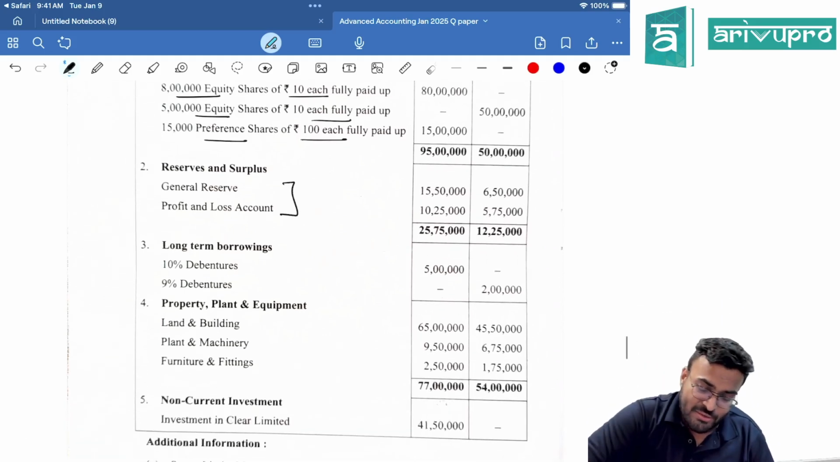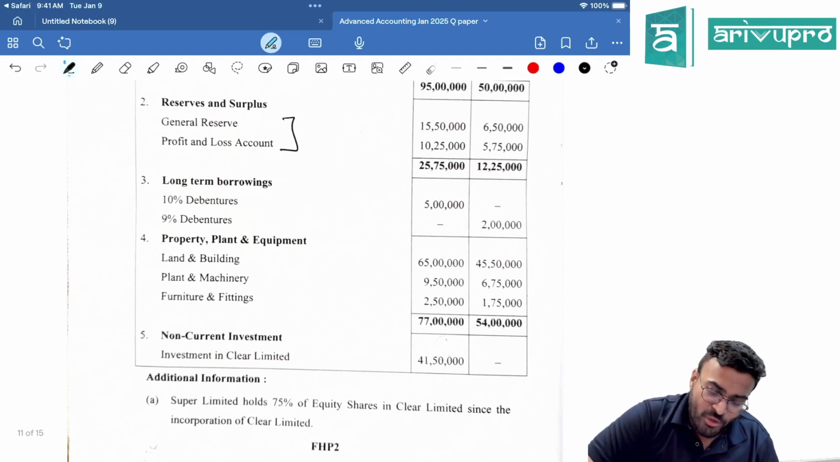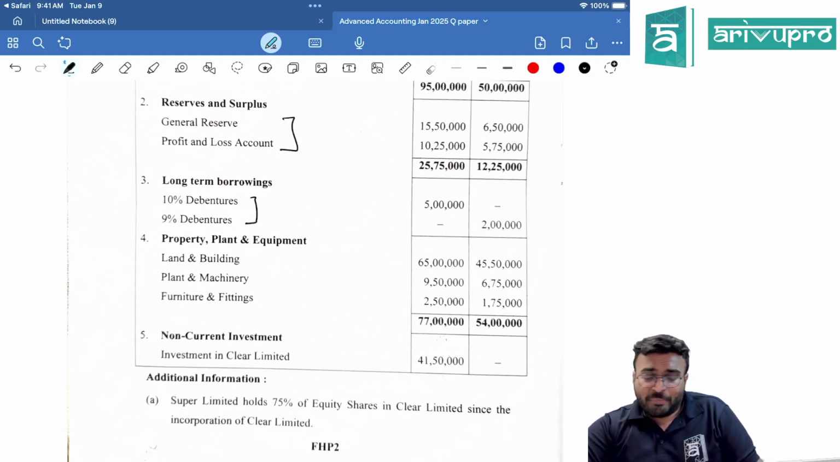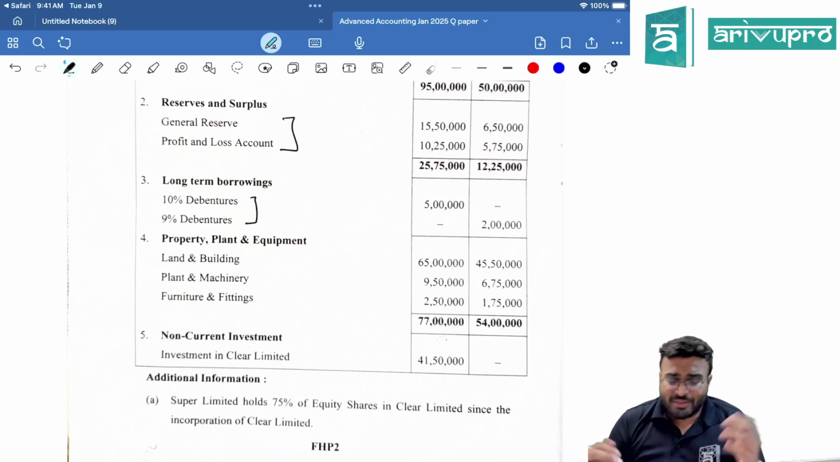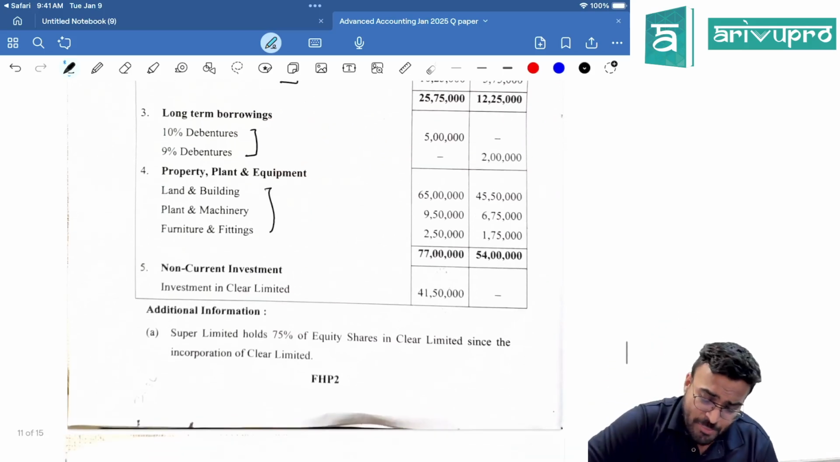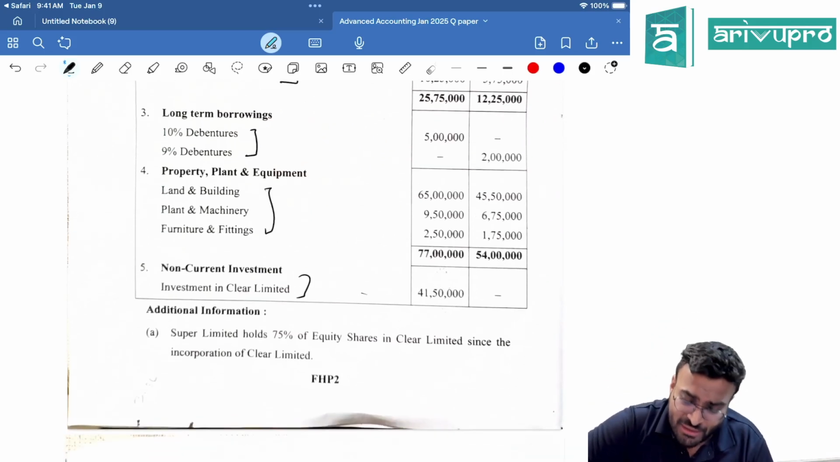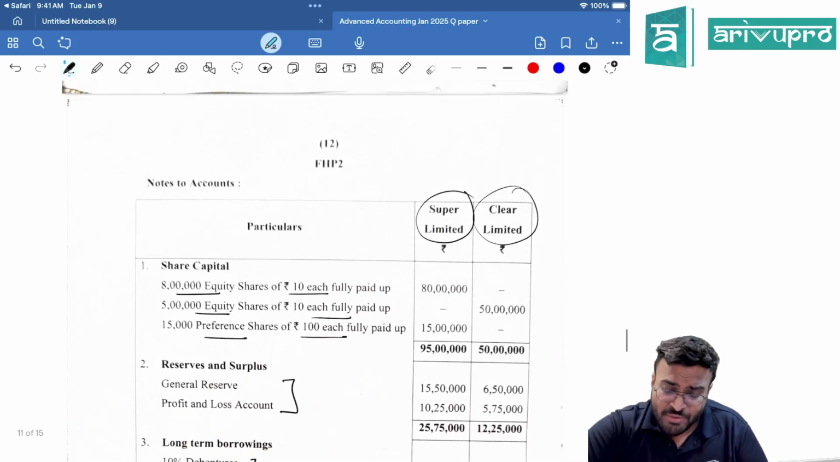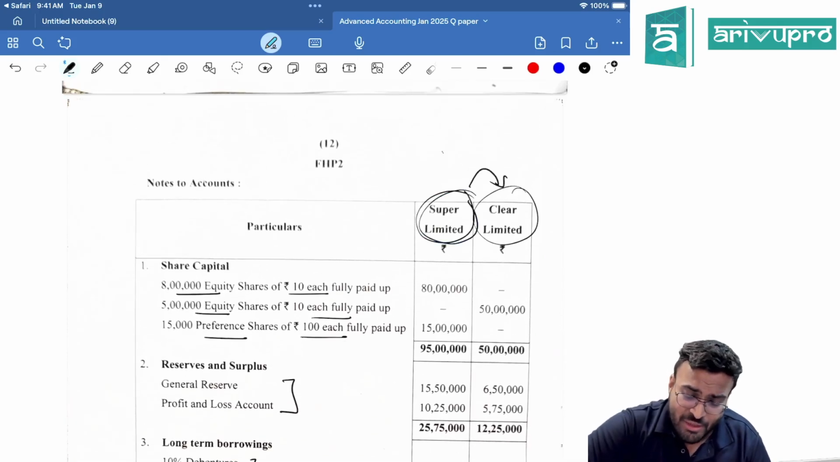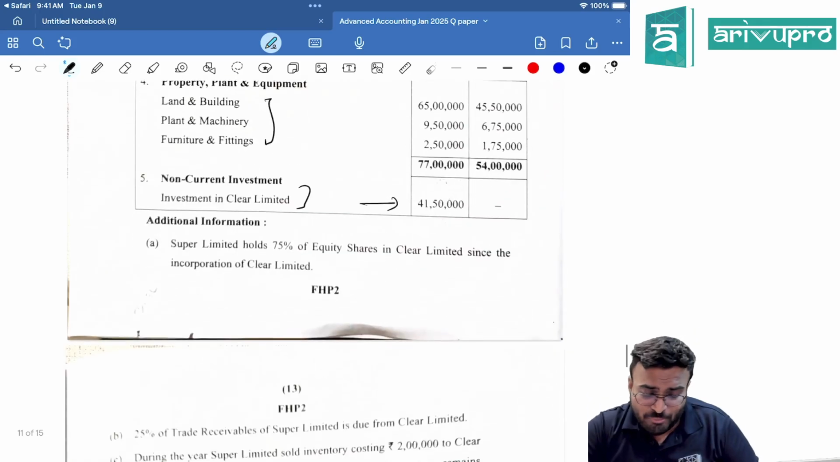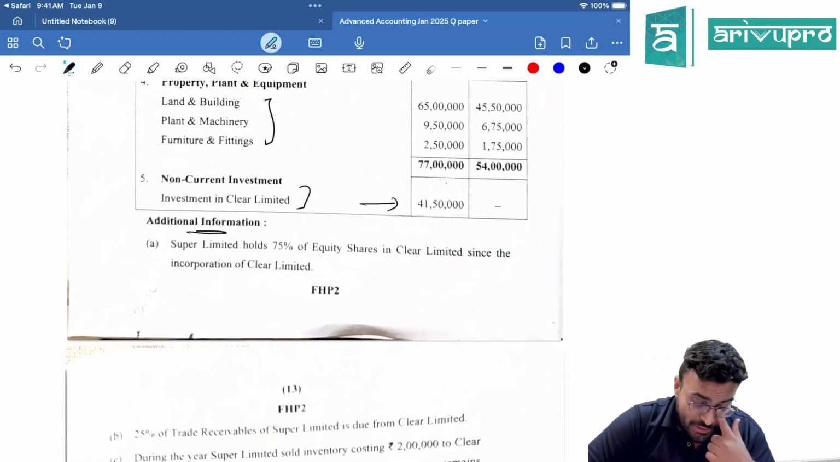You have general reserve as well as P&L. In long-term borrowing, you have 10% debentures and 9% debentures. One company has 10%, one company has 9%. You can see PPE and you can see investment in Clear Limited. Who has invested? Super Limited has invested in Clear Limited. So Super Limited becomes holding company and this becomes subsidiary company. Additional information: Super Limited holds 75% of equity shares in Clear Limited.